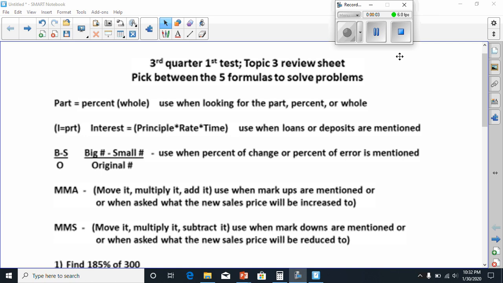Today we're going to be doing the third quarter first test topic 3 review sheet. All right, hope this helps prepare you for the test.